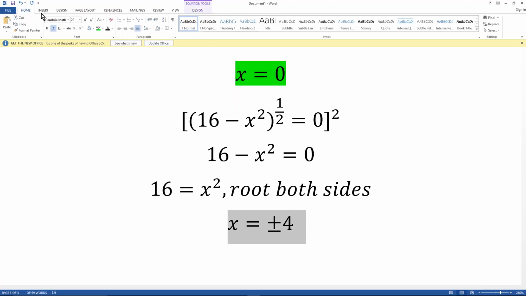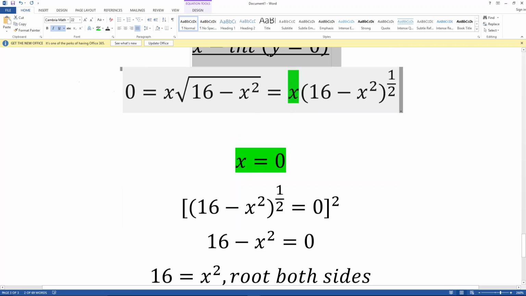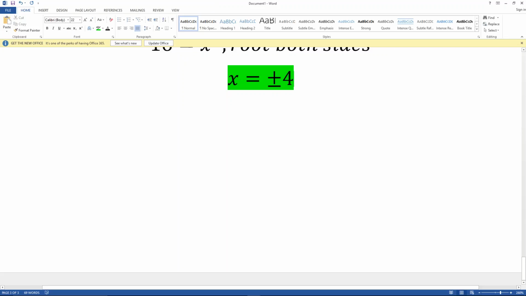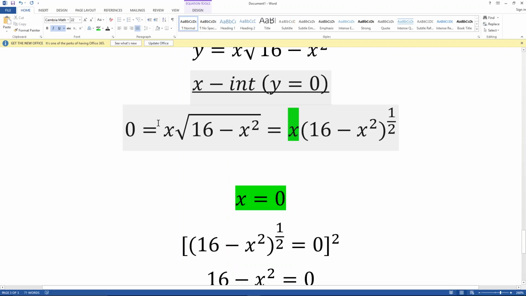So those are our x, positive 4, negative 4, and 0. Now the other one is easy. That was just the x-intercept. What do we know happens at the y-intercept? X equals 0.